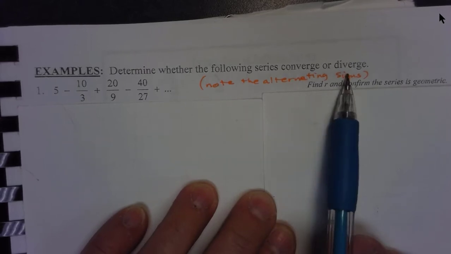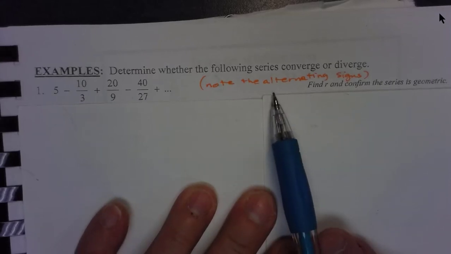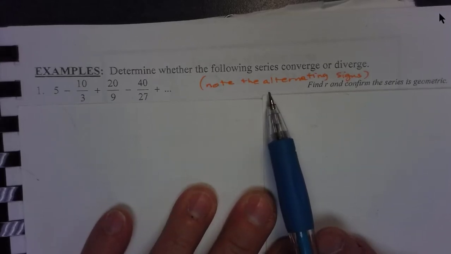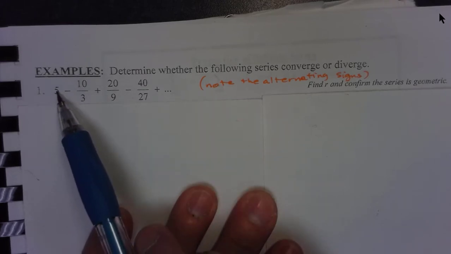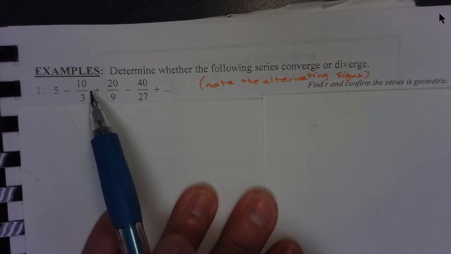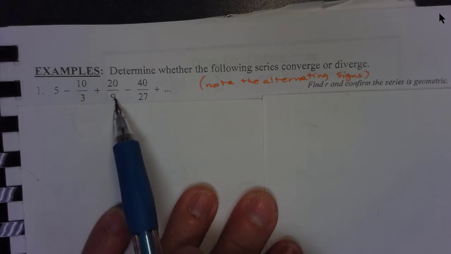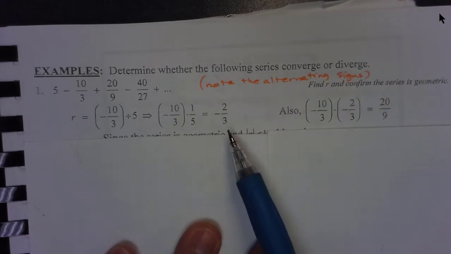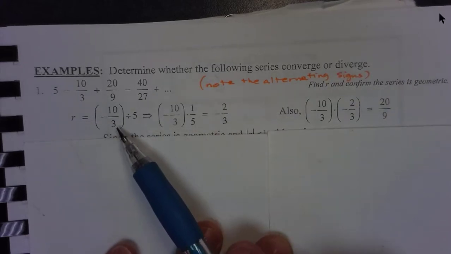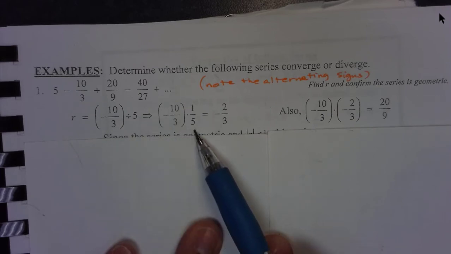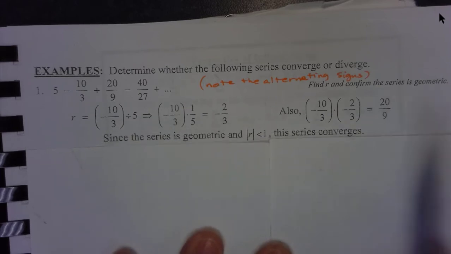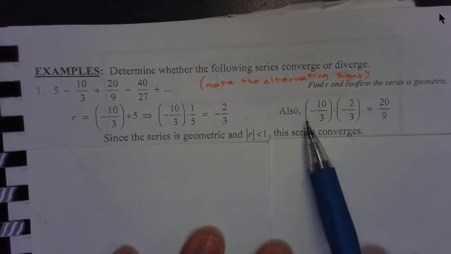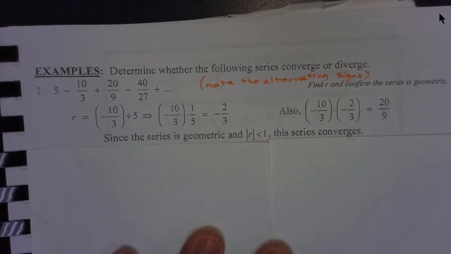Now let's look at this one. Notice that my signs are alternating. That means that r is going to have a -1 as part of its factoring. Looks like I'm multiplying by 2/3. If I multiply this by 2/3, I get 2 2/3. Okay, so it looks like my r is -2/3. Now I can find that by taking -10/3 and dividing by 5. Or I can do what I just did, which is try to establish the pattern and see if it's working.